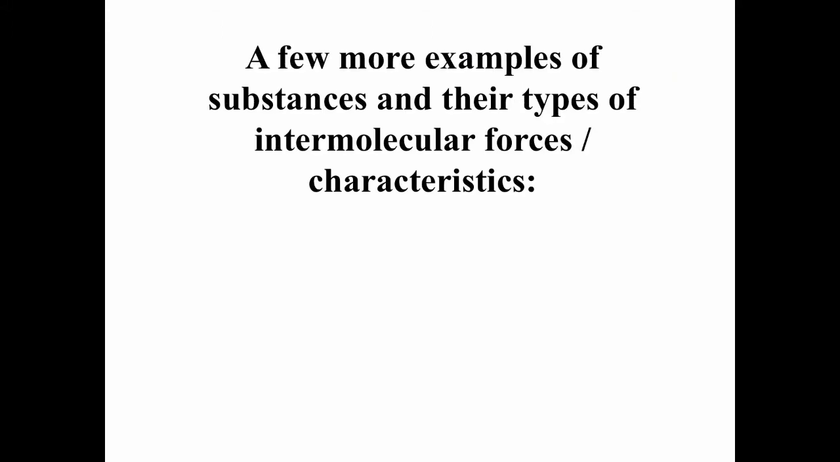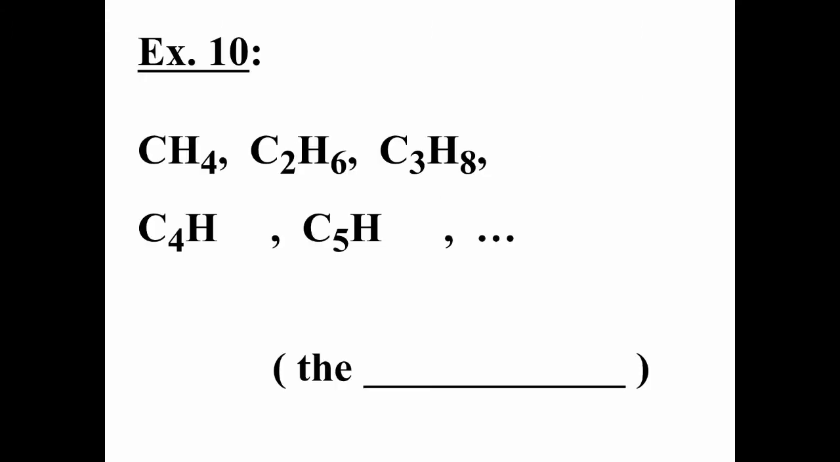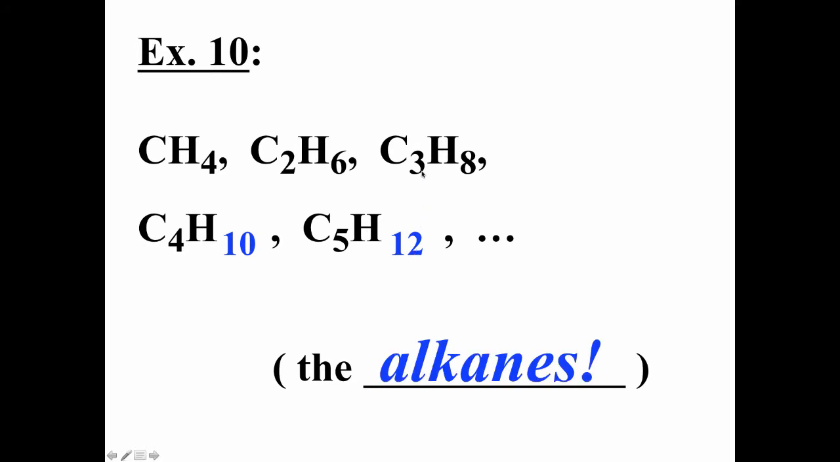Now, a couple more examples of substances and their types of intermolecular forces and characteristics. Here is a series of somewhat similar compounds, all carbon-hydrogen compounds: CH4, which is methane; C2H6, which is ethane; C3H8, which is propane. Then maybe you can see the pattern. 4 carbons will have 10 hydrogens, and that is butane. 5 carbons will have 12 hydrogens, and that is pentane, and the trend keeps on going, twice as many hydrogens as carbons plus 2 more, and these are substances known as alkanes.